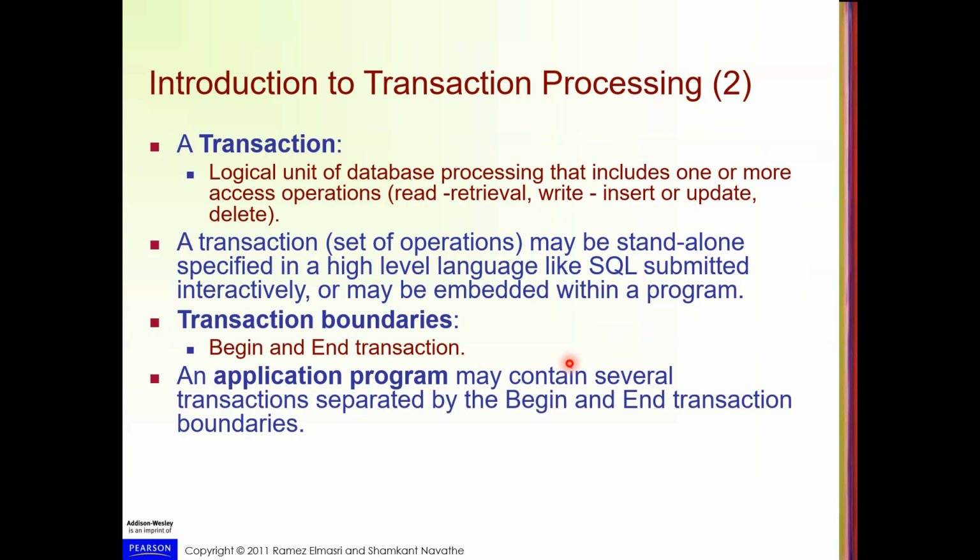Transaction boundaries are there. A transaction begins, and after doing all the work, it ends. So begin and end are the two points. Begin is the starting point of the transaction. After doing all the work, the transaction ends. We will also see the different states of transactions between the begin and the end. An application program may contain several transactions separated by begin and end transaction boundaries. Each one of them is separated by the beginning and ending boundaries.